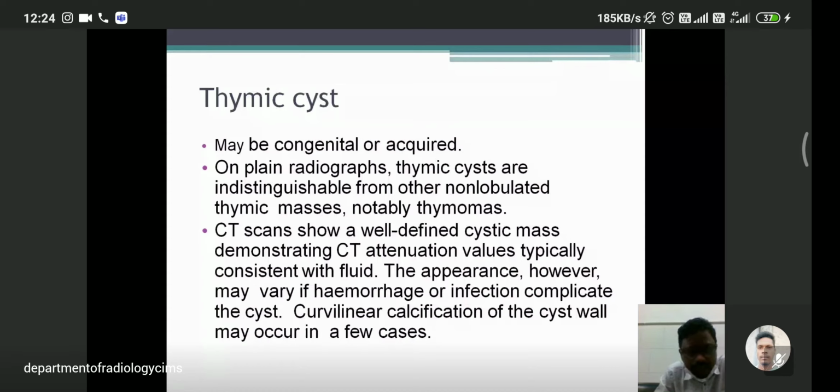Thymic cyst can be either congenital or acquired. On plain radiograph, it is indistinguishable from other non-lobulated thymic masses. So for confirmation, we have to do either CT or MRI. We will usually prefer a CT scan.